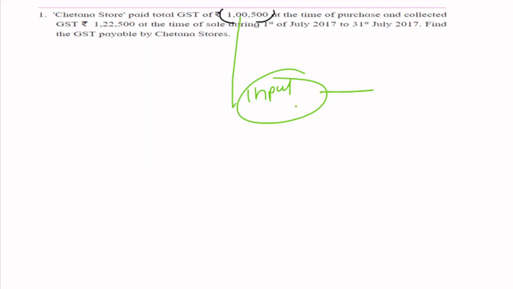So this will become an input, and Chetna Stores collected 1,22,500 GST at the time of selling that particular product to the customer, and this will become an output. Okay. So during 1st July 2017 to 31st July 2017, find the GST payable by Chetna Store. Now, how much more GST does Chetna Store have to pay? Initially, they've already paid 1,500,000. Now, how much more do they have to pay? The difference between output and input. That is what the input tax credit is.